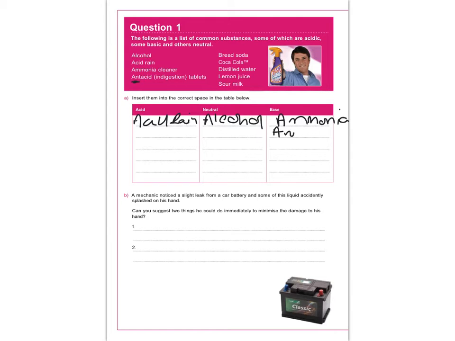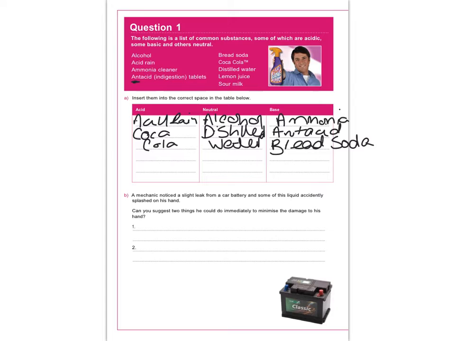So an antacid. Bread soda, it's also a base. Coca-Cola, or any fizzy drink for that matter, is an acid, and that's why they're so bad for our teeth. Distilled water should be neutral, guys, if we're drinking it. That is the ideal pH. Lemon juice is an acid. And sour milk is also an acid too. So I'll just squeeze it in at the bottom.